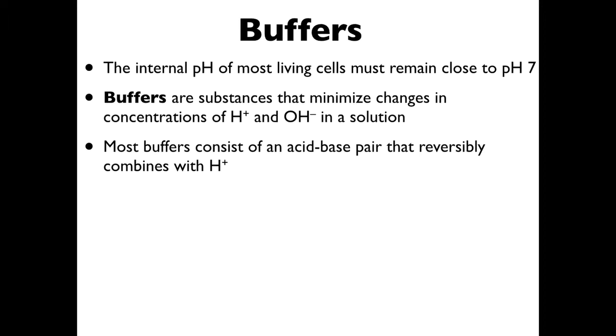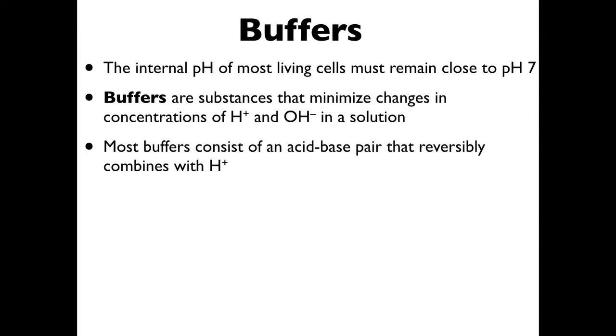Last important thing to keep in mind with acids and bases and pH is buffers. Remember how I said that your body can only really stay alive within a very narrow pH range. Your body has to be between, basically, 7.2 to 7.6. I think you can maybe live up to 7.8, but at that point you're getting really alkali.